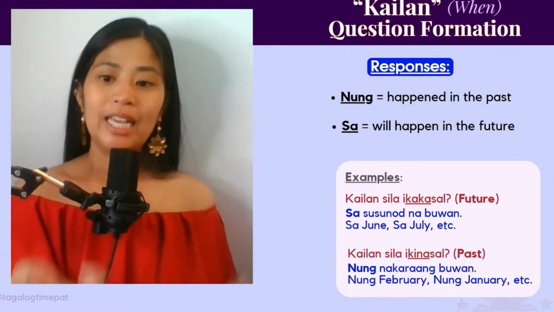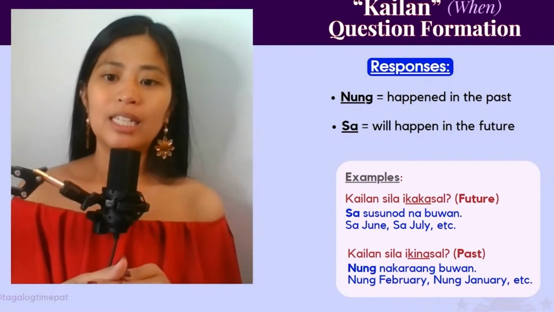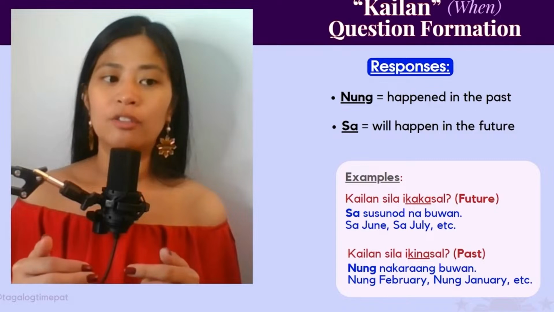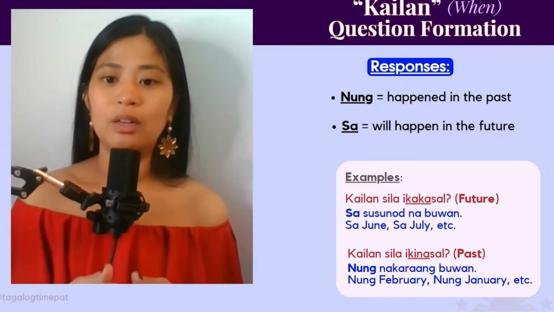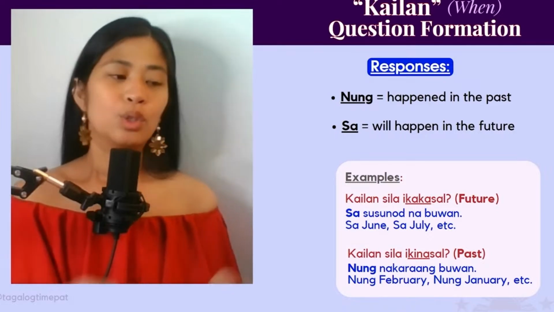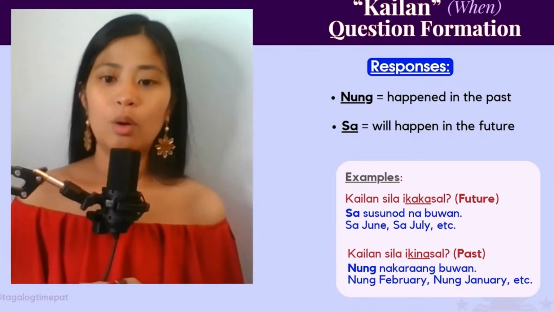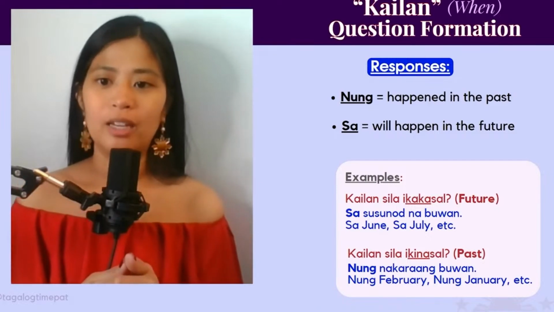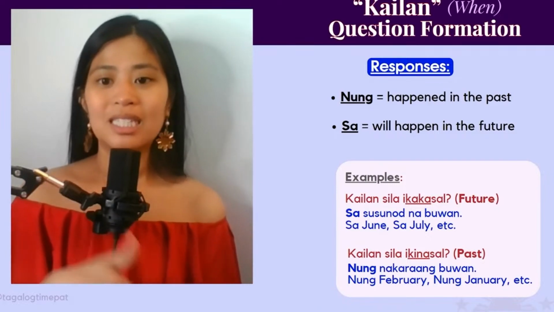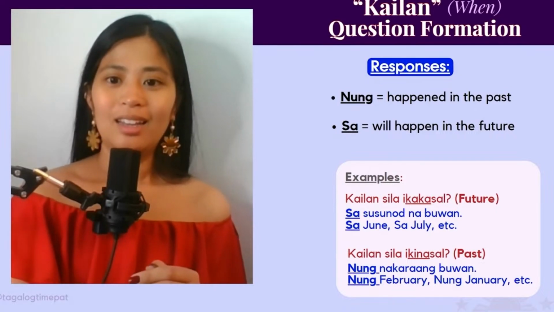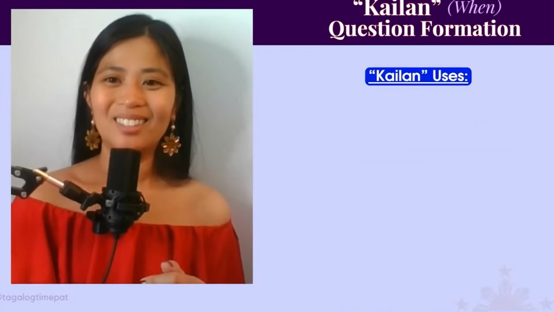However, nung is talking about the past. So kailan sila ikinasal? That's the past tense conjugation of to get married. They got married when? Nung nakaraan buwan. So, last month. Or nung February, nung January. So, last February, last January. So, that's the difference there. Sa versus nung. Okay? And there's the emphasis there.